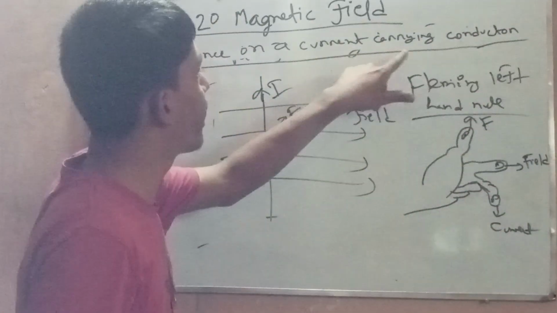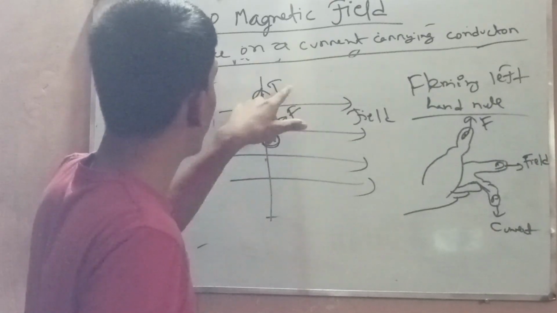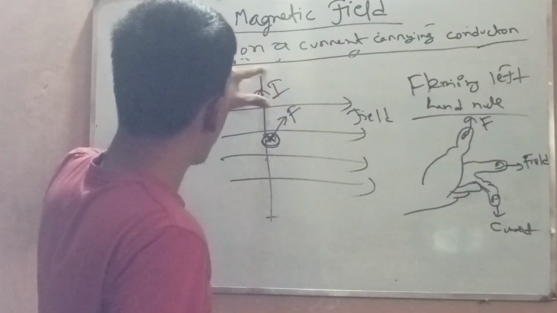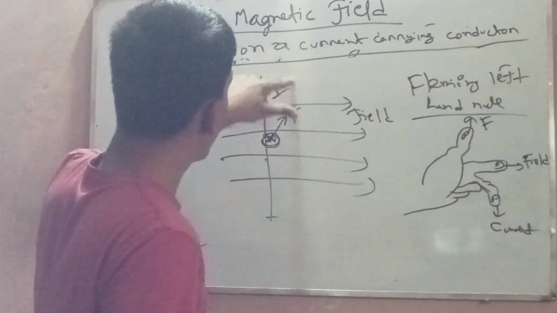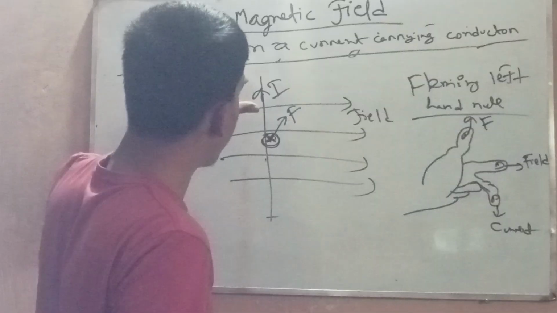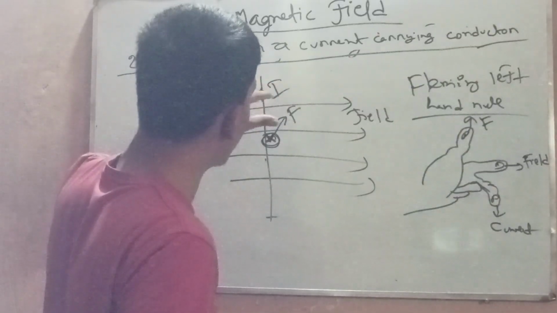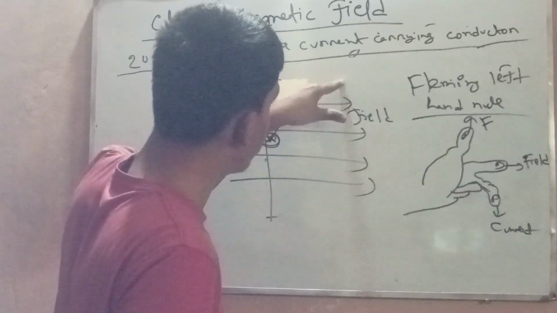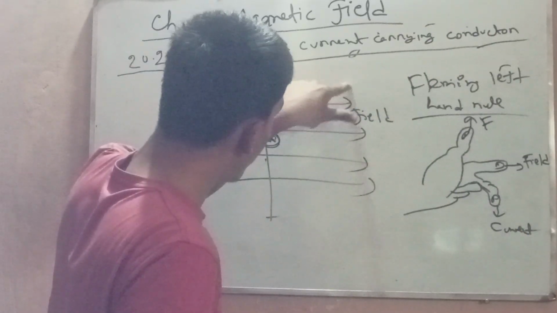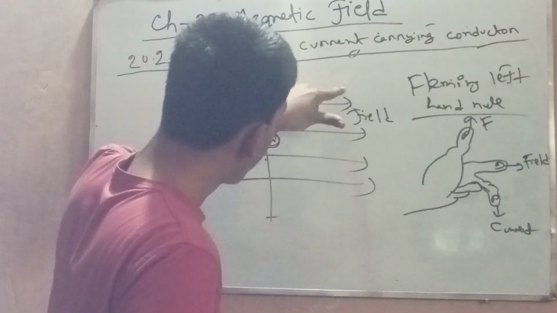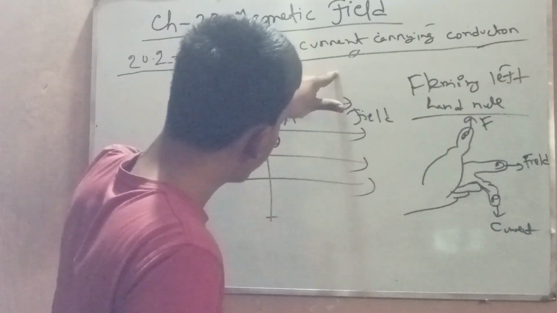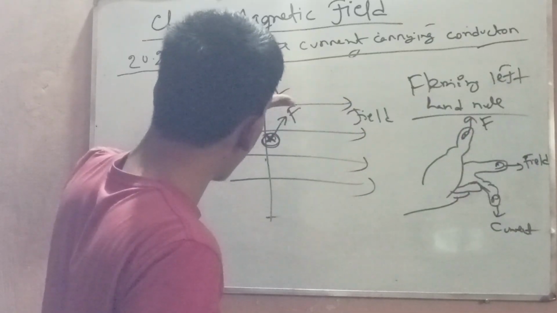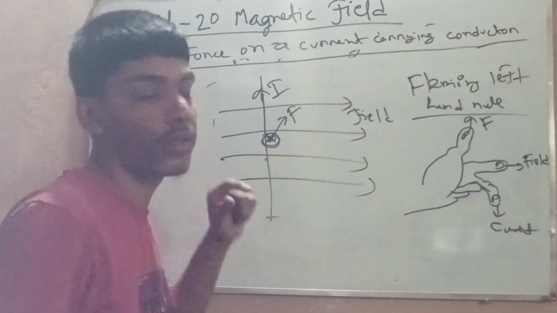So, force on a current carrying conductor. A force will be applied on a current carrying conductor placed in a magnetic field, because the current carrying conductor also creates its own magnetic field, and this magnetic field interacts with the other magnetic field. This interaction leads to a force that is applied on the current carrying conductor.